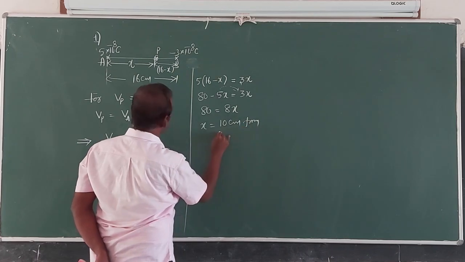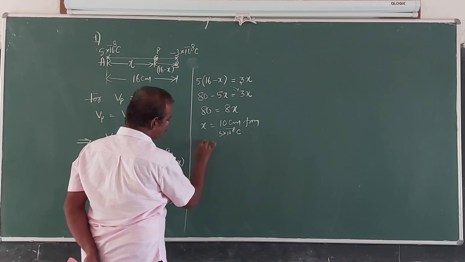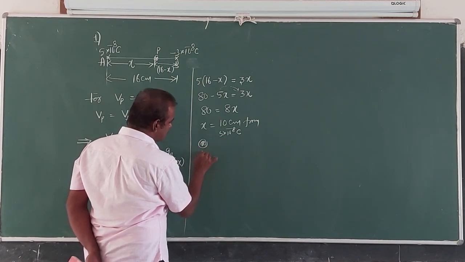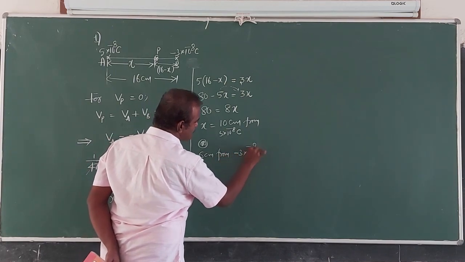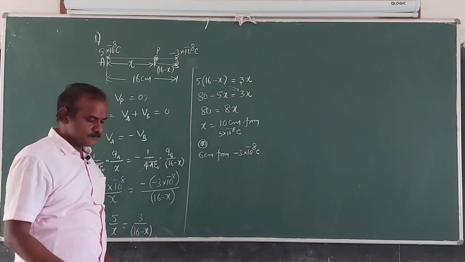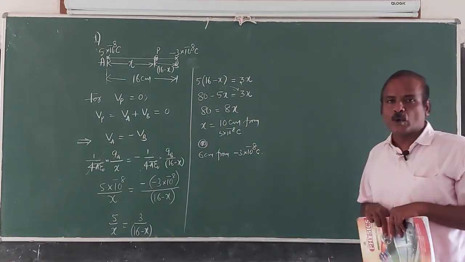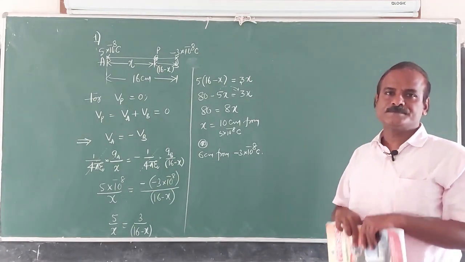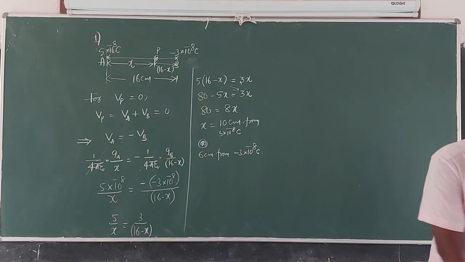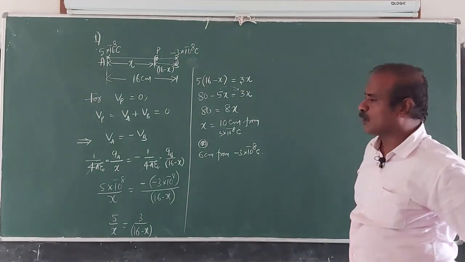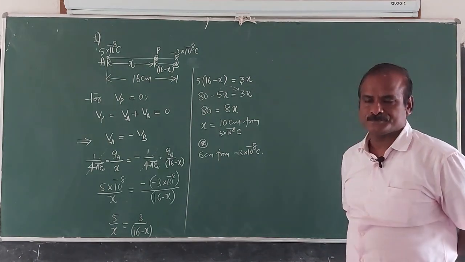From 5 into 10 power minus 8 coulomb, or 6 centimeter from minus 3 into 10 power minus 8 coulomb. Remember students, we located a point where potential is 0, at a distance 10 centimeter from the larger charge or at a distance 6 centimeter from the smaller charge.